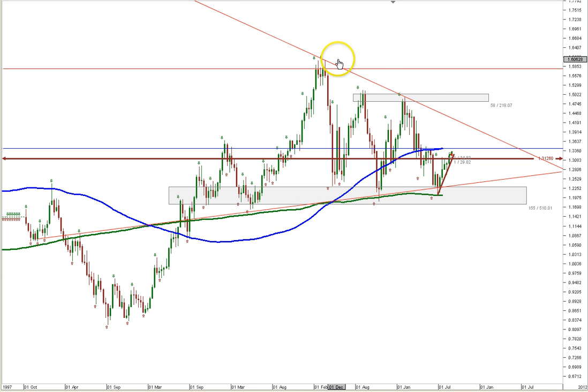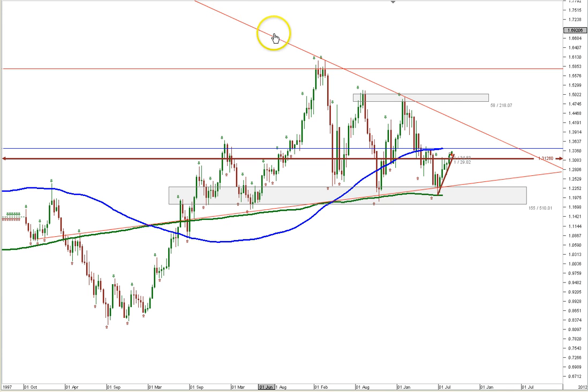This red line here, you see this descending resistance line right here, and this ascending support line right here. Together these lines will make a symmetrical triangle, and if you don't trade chart patterns, then no big deal, but you still can trade these levels. So you don't even have to worry about saying it's a symmetrical triangle or whatever. You just say that you're looking at these support levels and resistance levels.